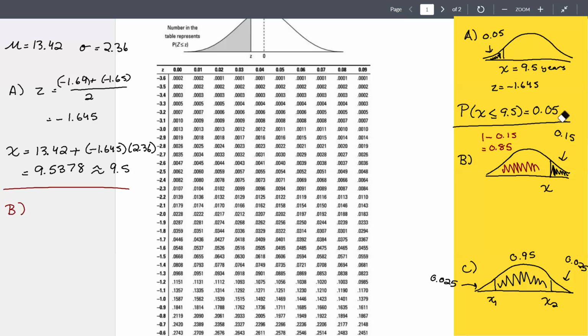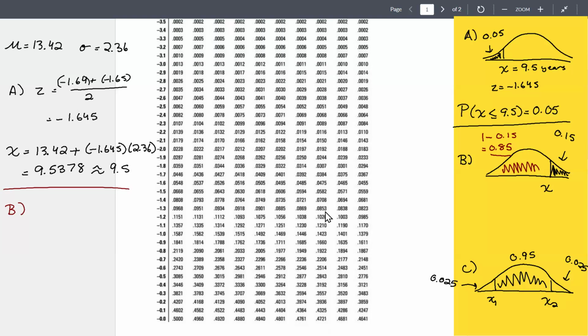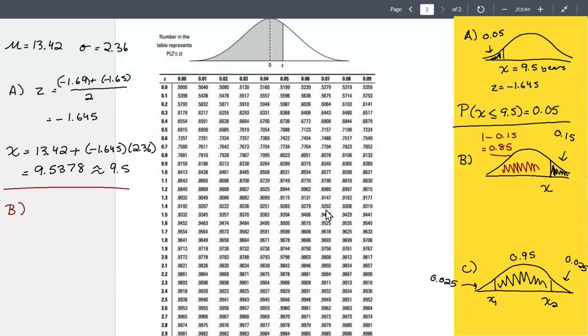So I need to find this. That's the area I'm looking for, my 0.85. So let's scroll down until we find it. Right in here, we got to decide what looks closest. I would say this is my closest to 0.85. We got 0.8508. So if I go backwards, the z-score that is associated with that is going to be 1.04.